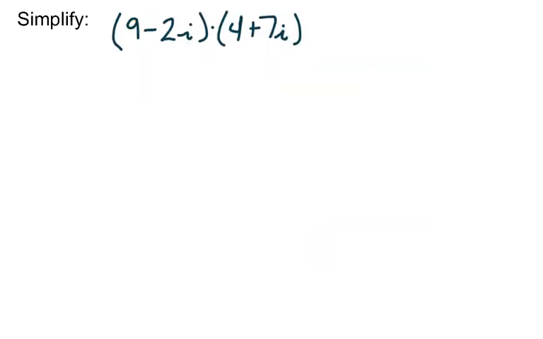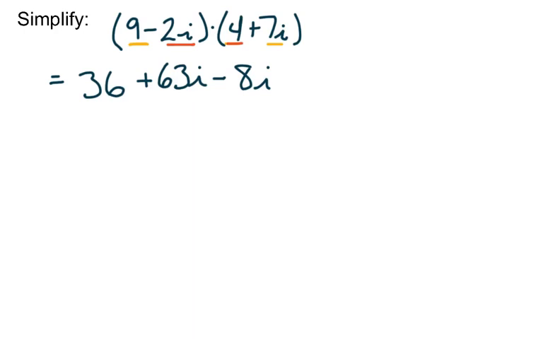We could have a situation where we have one complex number times another complex number, and we do what we think we should do, and it looks like a foiling problem, which it is. So just FOIL like you think you should. Do firsts, 9 times 4, that's 36. Then do outsides, 9 times 7i, that'll leave us with plus 63i. Then we move to insides, -2i times 4 is -8i. And finally lasts, -2i times 7i will leave us with -14i squared.